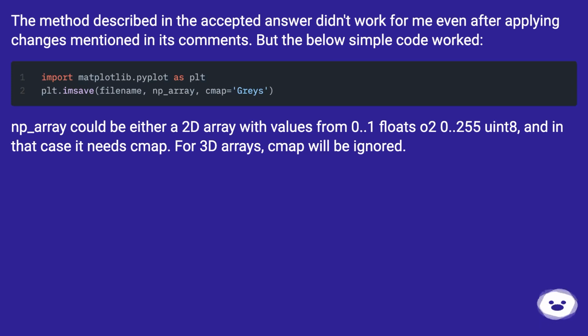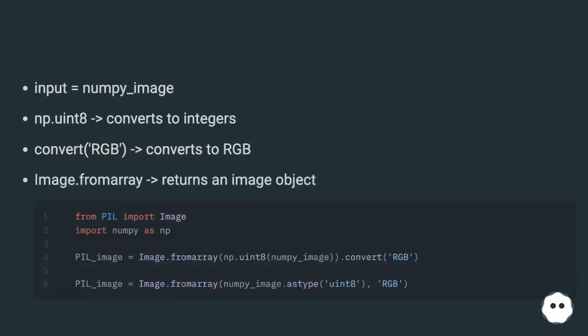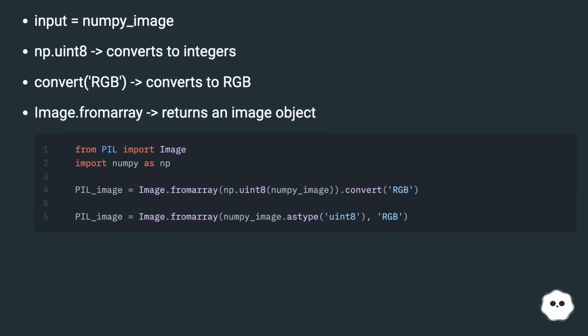np_a could be either a 2D array with values from 0 to 1 floats or 0 to 255 uint8, and in that case it needs cmap. For 3D arrays, cmap will be ignored. Input equals number per image. np.uint8 converts to integers. Convert to RGB. Image.fromarray returns an image object.